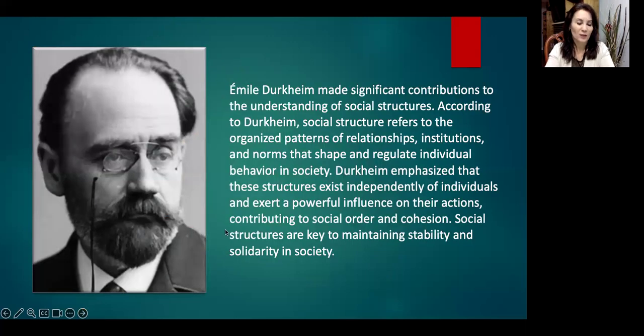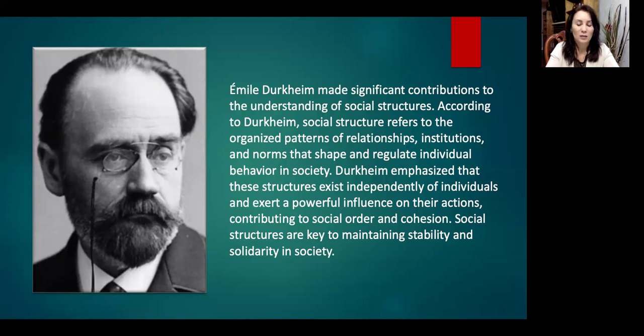So Emile Durkheim was one of the first contributors of structural functionalism, and he contributed immensely towards the study of social structures. According to Durkheim, social structure refers to the organized patterns of relationships, institutions, and norms that shape and regulate individual behavior in society. He emphasized that these structures exist independently of individuals and exert a powerful influence on their actions. And we will talk about how structures affect us in a bit.